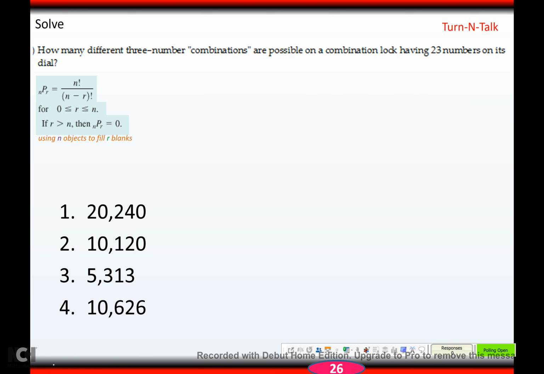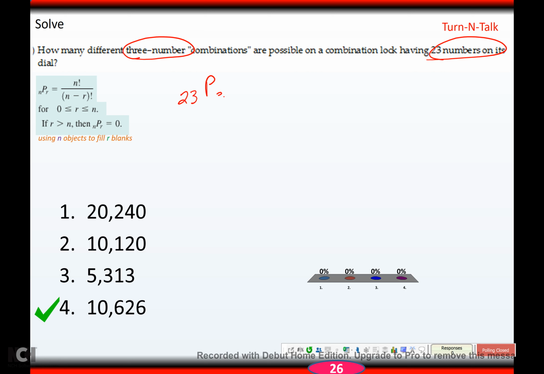Alright, go do this one. Hit pause, come back when you're ready. And hopefully you got 10,626. Alright, we are taking 3 numbers from a total of 23. So we have 23 possibilities, and we're ordering them 3 at a time. But the order that the numbers happen in matters.